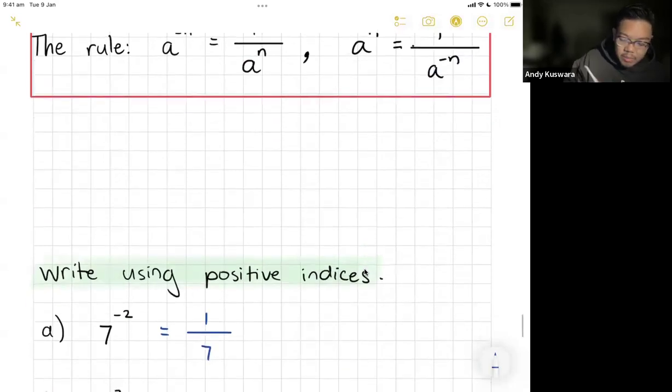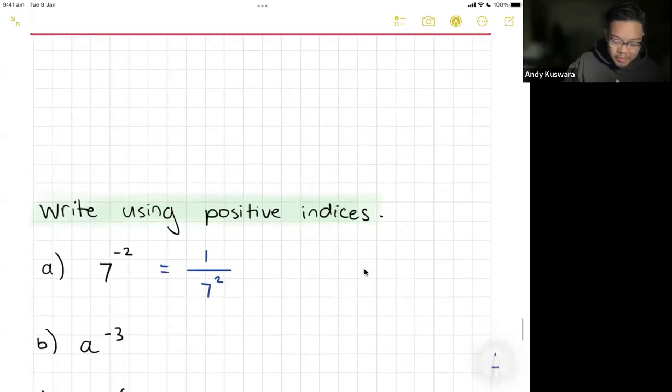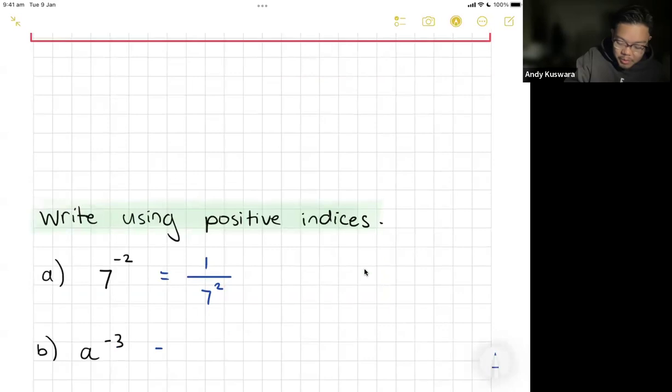But now instead of writing to the power of -2, it's just going to be to the power of +2. And that is it. That's done. Now, there's unfortunately more than one type of example, so I'm going to keep showing you just so you can see all the different types of questions you may get. If I have a to the power of -3, that negative indice tells me it's going to be 1 over. And then my base will stay a, but my power is now not -3, it is now +3.